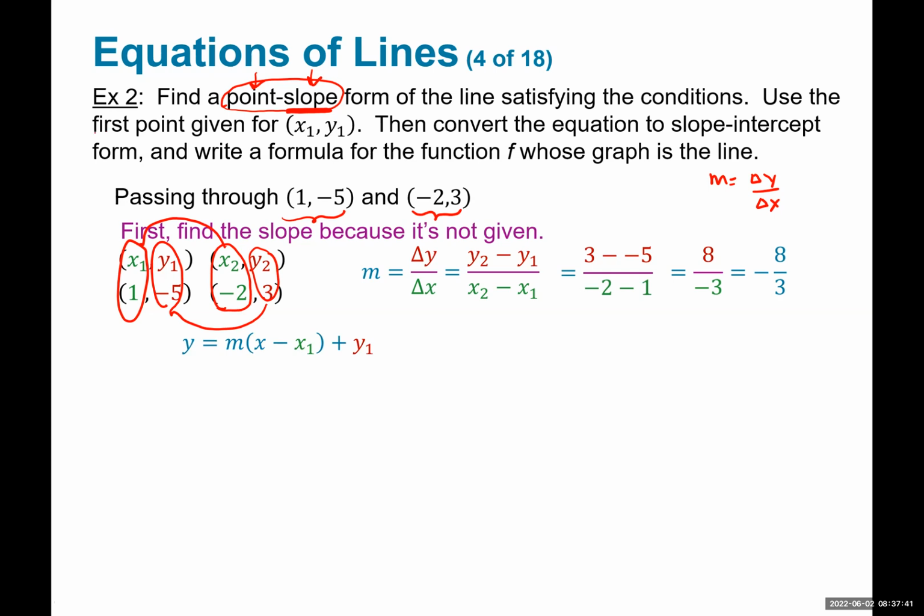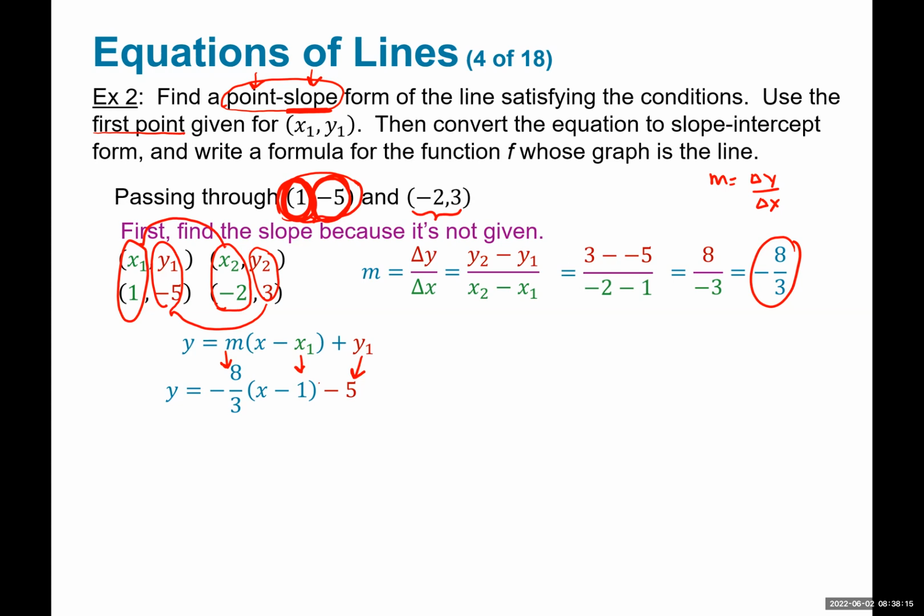This tells us to use the first point given, but you could use either one. It doesn't really matter. But it says use the first point given. And now we have our slope. So all we're doing at this point is substituting. We're playing basketball, okay? So we got Y. We have our slope as -8/3. Our X is 1. That came from here. The Y1 is -5, and that came from here.